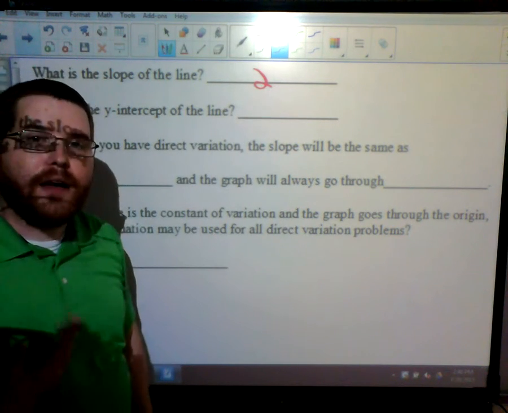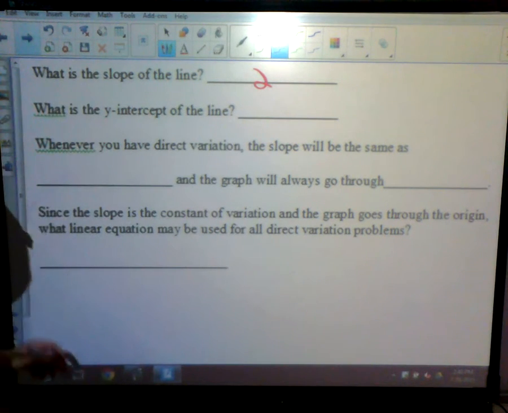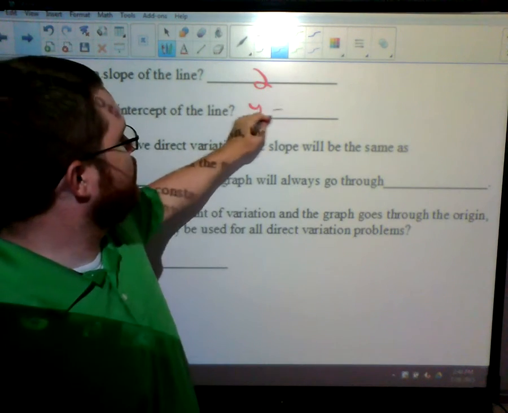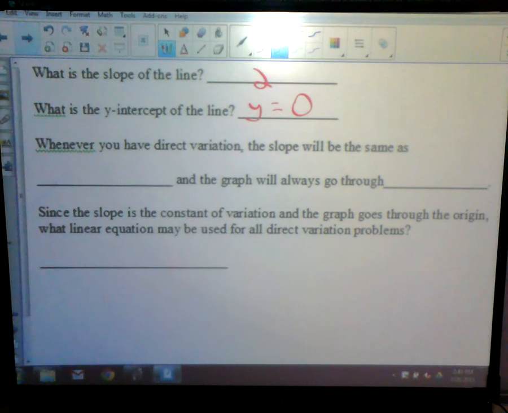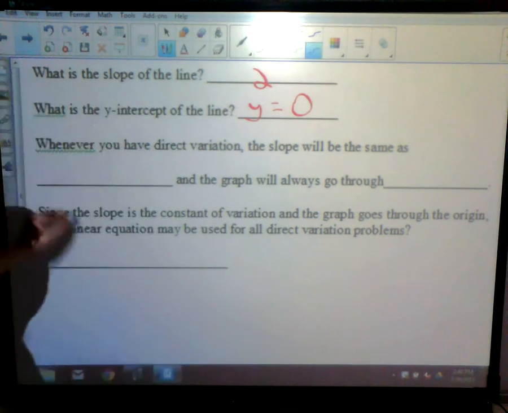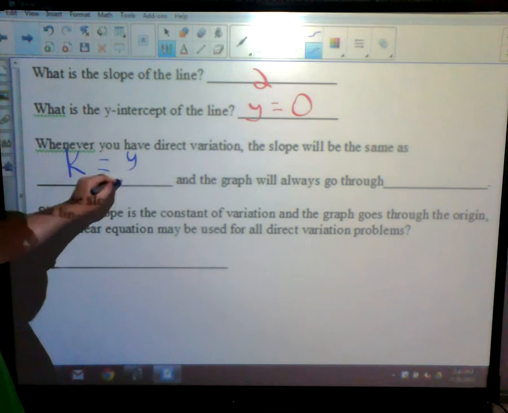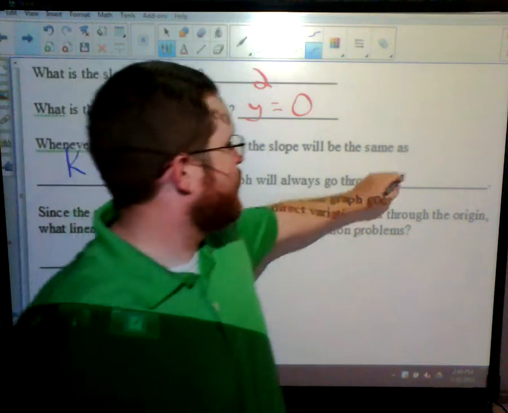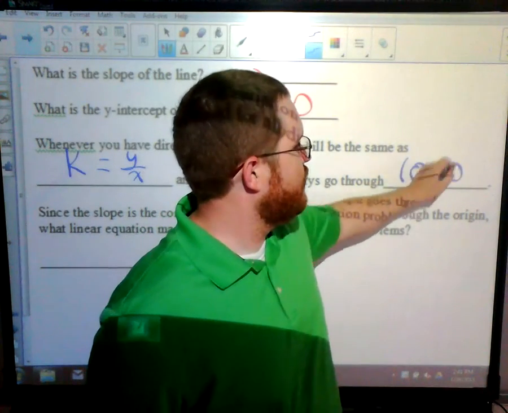Hey, that's the same as the k value we just had. What's the y-intercept of this line? Well, it goes through the point y equals 0. Whenever you have a direct variation, the slope will always be the same as the k value that you get from y over x. And the graph will always go through what point? The origin, 0, 0.